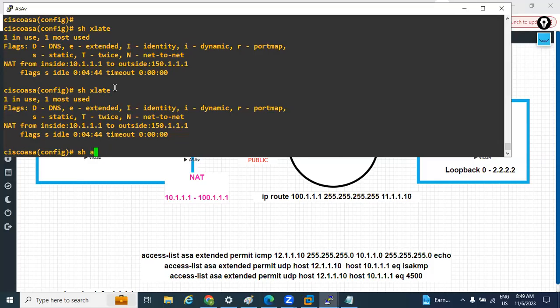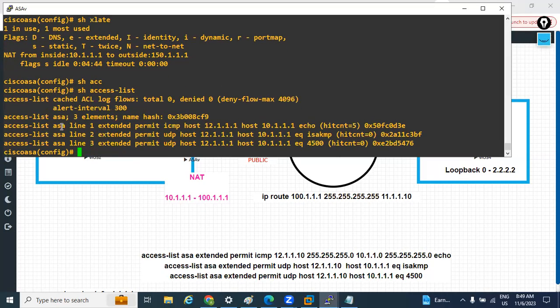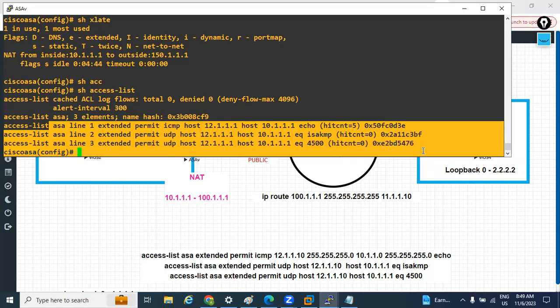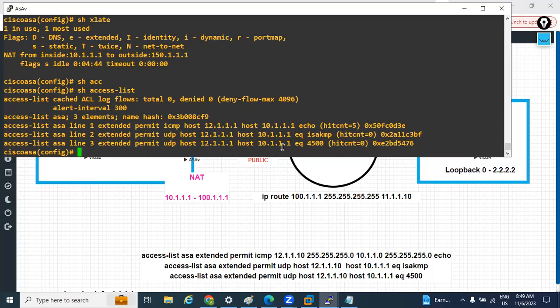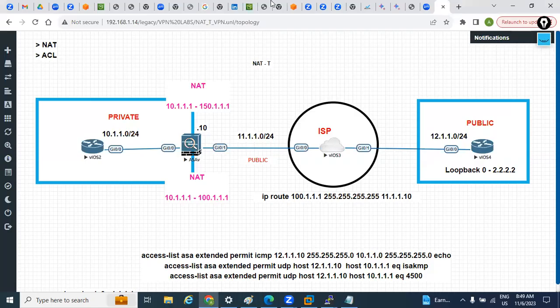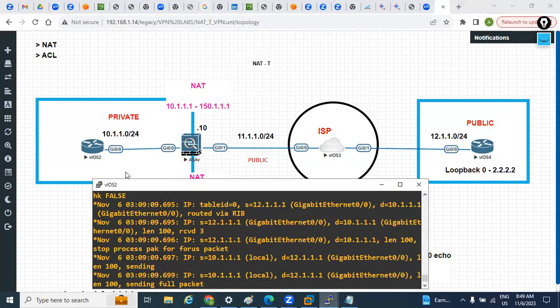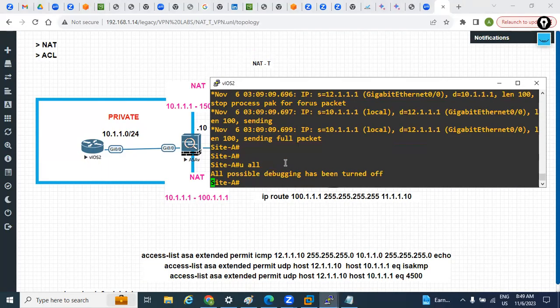Yes, guys, is this clear? I hope all is clear now. 12.1, this is 10.1, equal to ISAKMP. Okay, it's fine. And this is 4500. Absolutely fine. So now we have to start with the configuration of IPsec here. So now let's start on this side here.